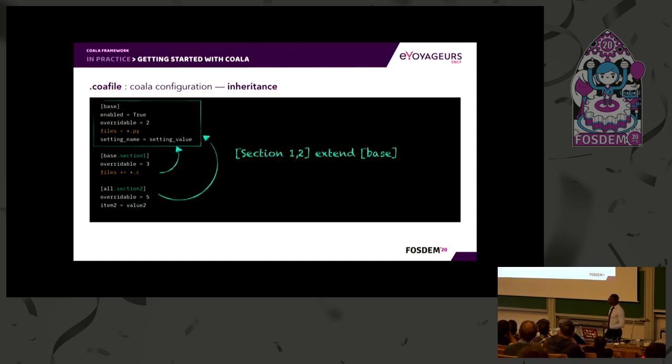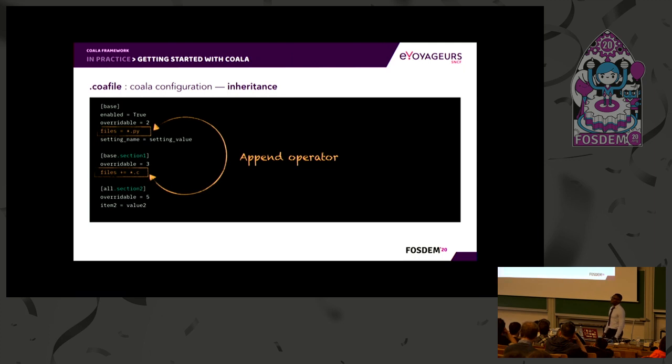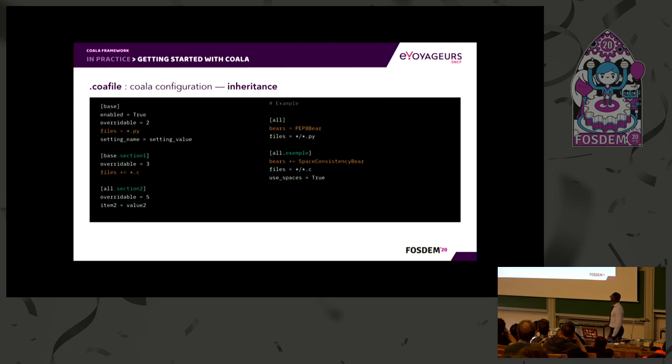So you have inheritance. You just have to prefix the section with a base section name. And as you see, section 1 and 2 extend from the configuration set at the base section. You also have append operators, which you can use, like this, to append files from section to section. As you see, at the base I'm only analyzing Python files, and at section 1, I want to analyze not only Python files, but also C files. That's an example. I have all, specified in the all section, and at the example section, I want to check also if the spaces are consistent in my code.